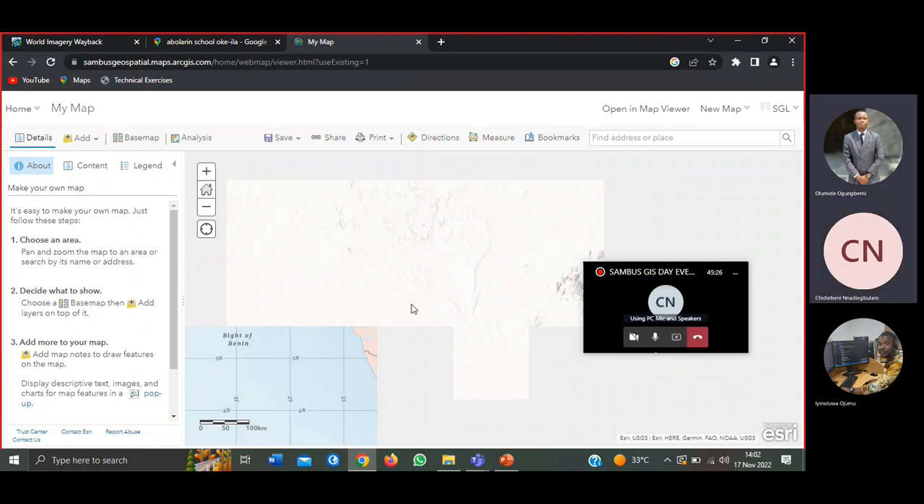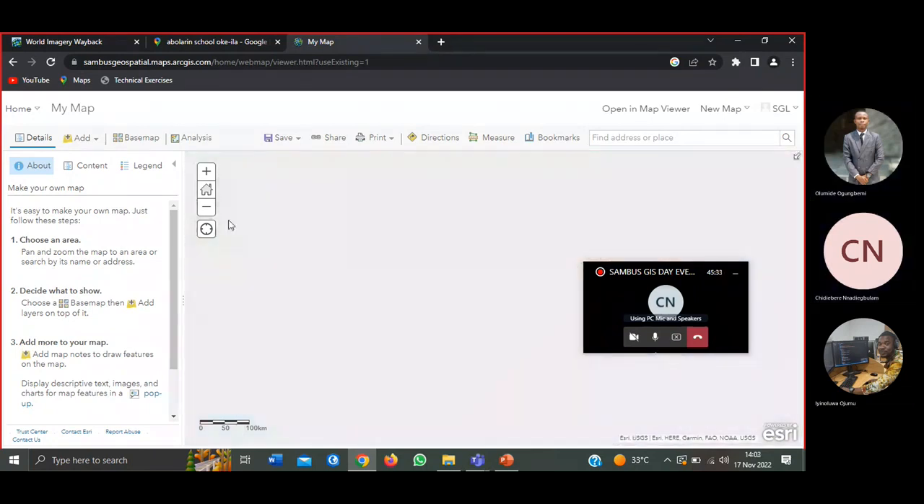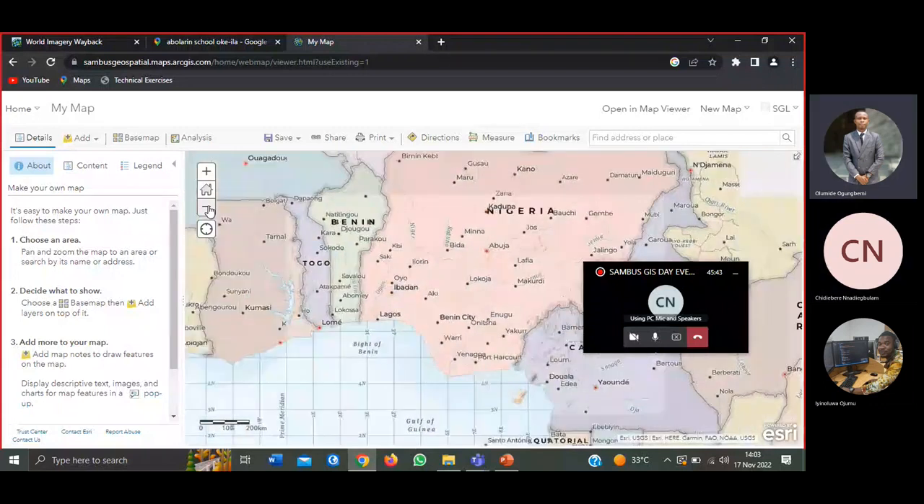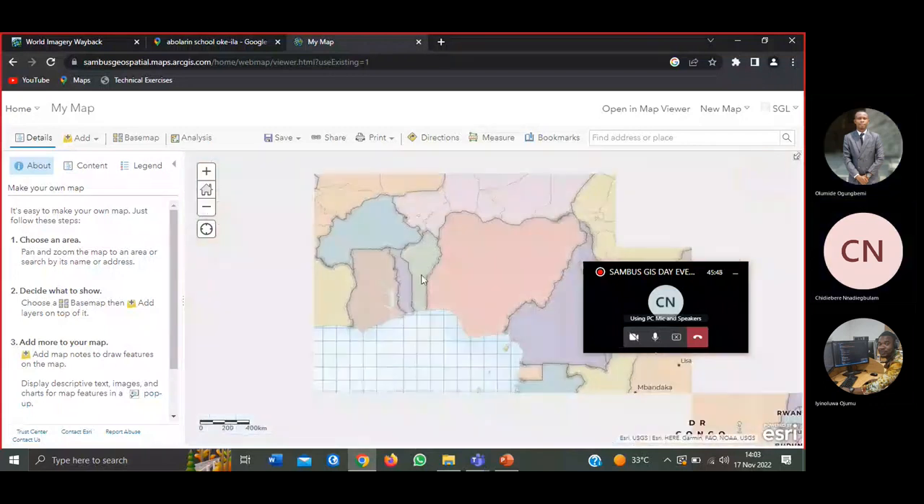Okay, you can see it. This one is a bit different from the former. You can see the shape. You can see that this is Nigeria, and this is Benin Republic, Togo, Ghana.